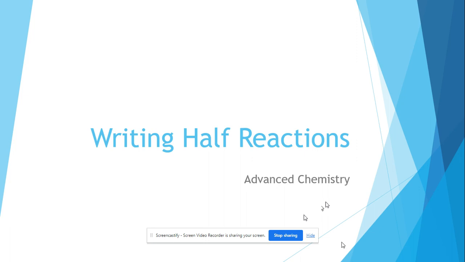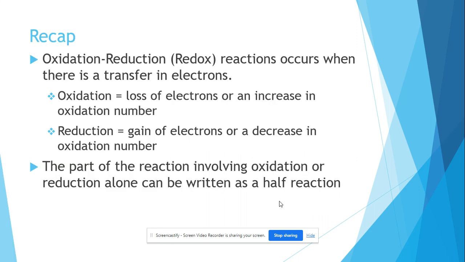Hey everyone, today we're going to jump in and learn how to write half reactions. As a little bit of a recap, we are going to write half reactions for redox reactions, also known as oxidation reduction reactions. Again, remember this occurs because there is a transfer of electrons. Just as a general reminder, oxidation means that I have lost electrons, or you're going to see an increase in your oxidation number. A reduction is when you are gaining electrons, and because you're gaining a negative charge, you're going to see a decrease in your oxidation numbers.